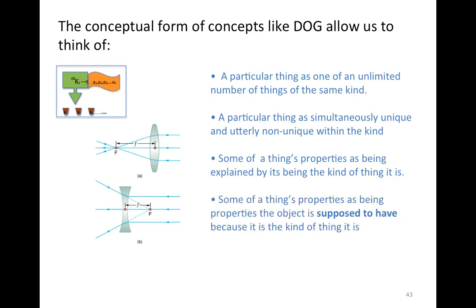It also allows us to think of some of a thing's properties as being properties the object is supposed to have because it's the kind of thing it is, once again because of the principal connection it represents between the kind and some properties. And then finally, it allows for the possibility to think about the abstract kind to which the object belongs, because there's a distinct representation of the kind itself from that of the instance of kind representations.